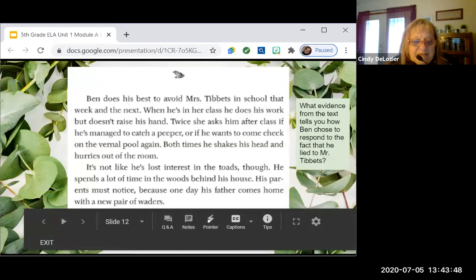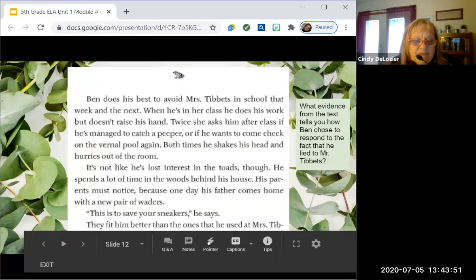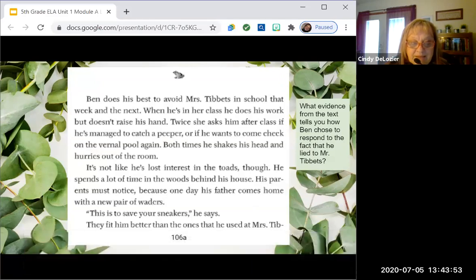Ben does his best to avoid Mrs. Tibbets in school that week and the next. When he's in her class, he does his work but doesn't raise his hand. Twice she asks him after class if he's managed to catch a peeper or if he wants to come check on the vernal pool again. Both times he shakes his head and hurries out of the room. It's not like he's lost interest in the toads, though. He spends a lot of time in the woods behind his house. His parents must notice because one day his father comes home with a new pair of waders. "This is to save your sneakers," he says.